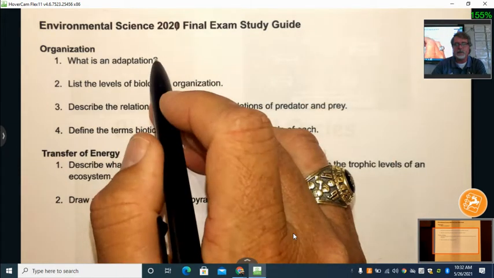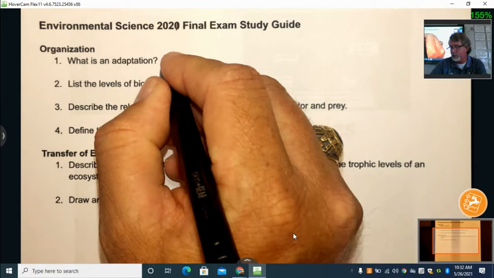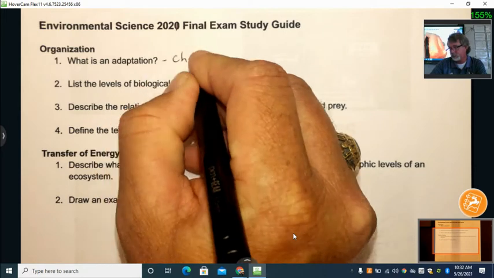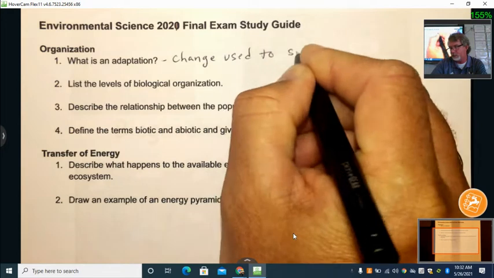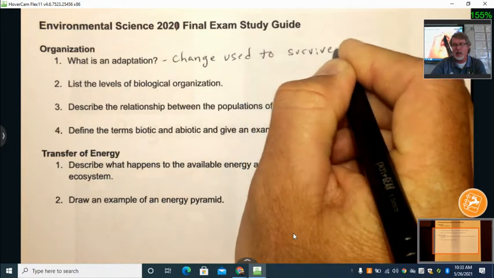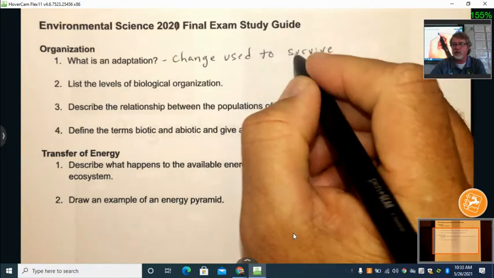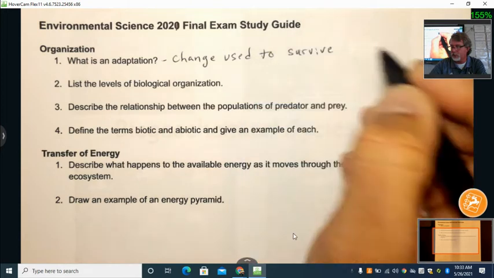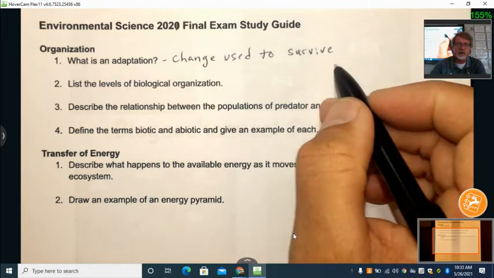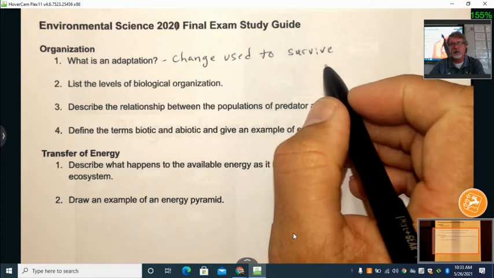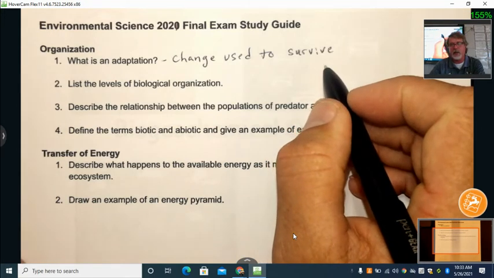So an adaptation is simply some change that's used to survive. And adaptations come in lots of forms. You might have thicker fur, or you might have longer legs to run faster, different things like that.